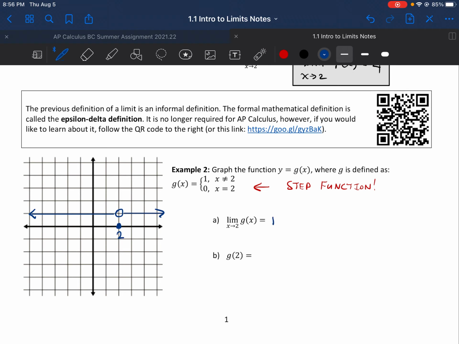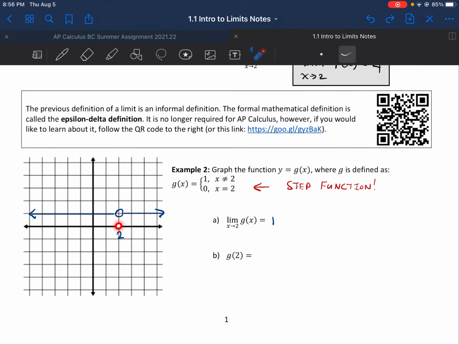So the limit of g of x as x approaches 2 is going to equal 1, because on the left and the right of 2, the function values or the y values are getting really, really close to 1. Okay? But exactly at 2, so the function value at 2, that's what this says right here. What is the function value at exactly 2?